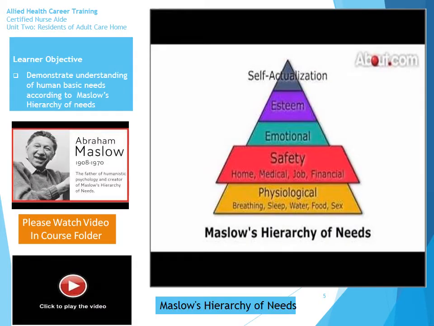One of the things we talk about with residents and how they feel is called Maslow's hierarchy of needs. This pyramid goes through basic human needs according to Abraham Maslow, who was considered the father of humanistic psychology and created this hierarchy. Now, each person needs to meet the needs at one level of the pyramid before they can move up. The ultimate goal is called self-actualization.